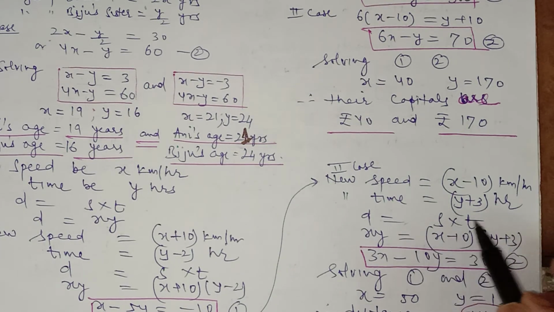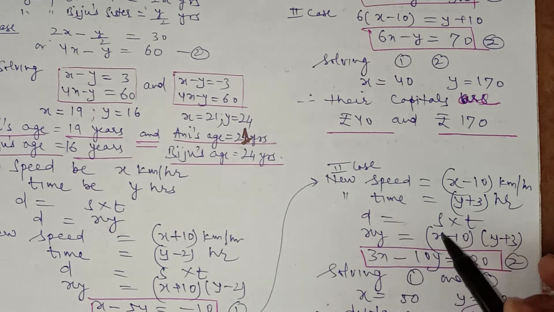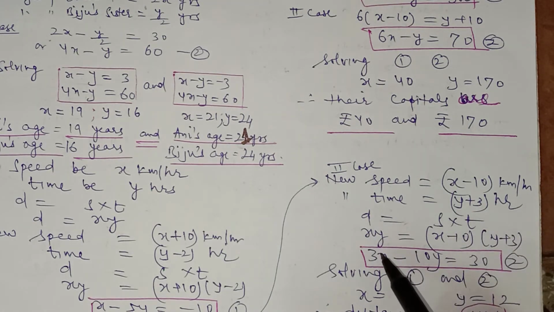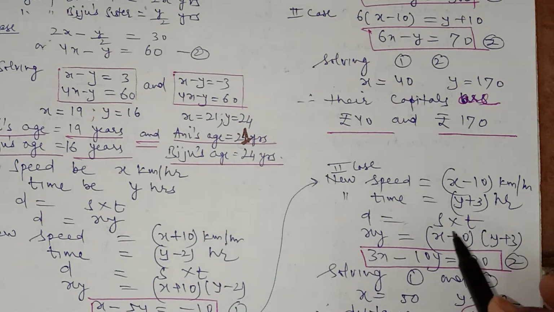So distance equal to speed into time. The speed is x minus 10, time is y plus 3. Distance is as usual x into y. Already it is there. The distance travelled will remain the same. Speed is x minus 10, time will be y plus 3. Multiply and open the bracket. You will get the equation as 3x minus 10y is equal to 30.